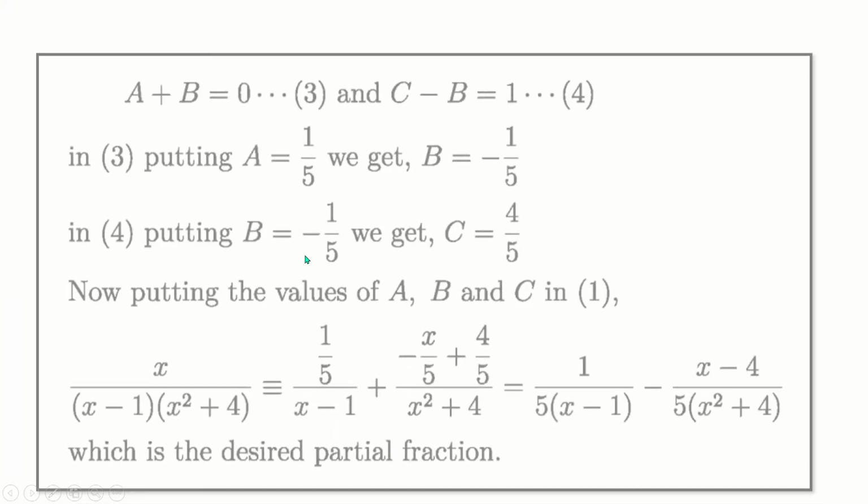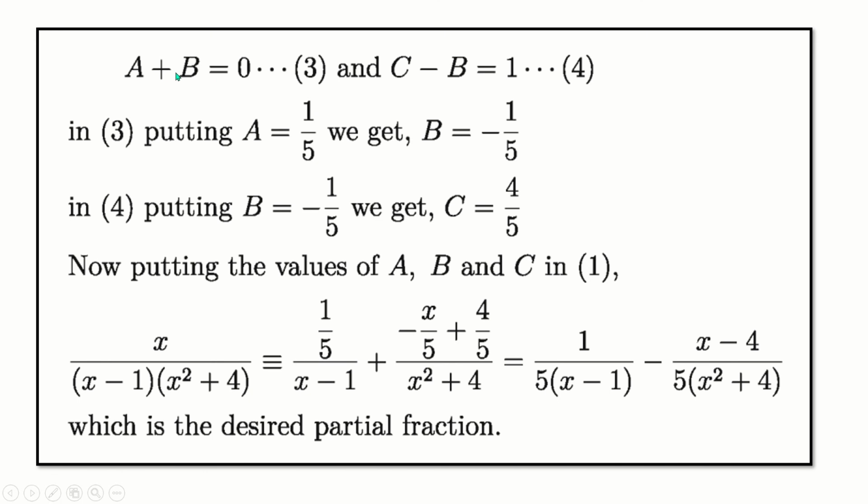Now follow. 0 is equal to a plus b, and c minus b is equal to 1. Because on the left side x square is absent, which means the coefficient of x square is 0. And on the left side x is present, so the coefficient of x is equal to 1. The right side coefficient of x is c minus b, and the right side coefficient of x square is a plus b, as I have discussed. Putting a equal to 1 by 5 and b equal to minus 1 by 5, and as b is equal to minus 1 by 5, therefore c is equal to 4 by 5 from here.